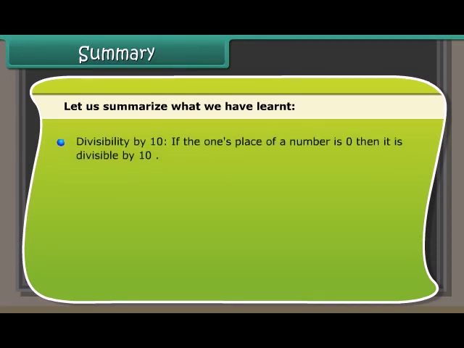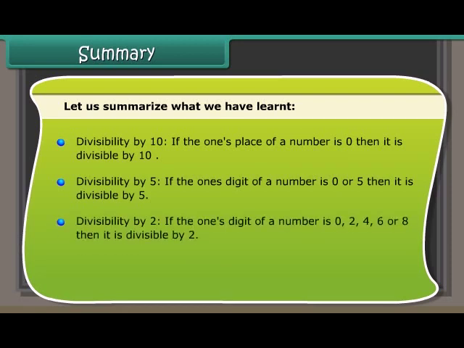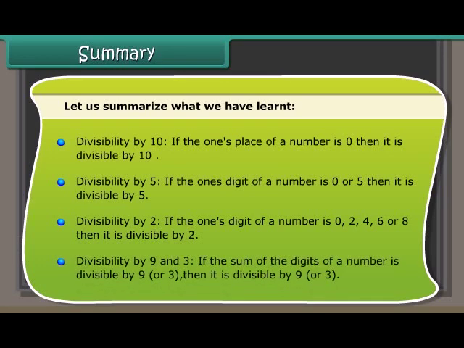Divisibility by 10. If the ones place of a number is 0, then it is divisible by 10. Divisibility by 5. If the ones digit of a number is 0 or 5, then it is divisible by 5. Divisibility by 2. If the ones digit of a number is 0, 2, 4, 6 or 8, then it is divisible by 2. Divisibility by 9 and 3. If the sum of the digits of a number is divisible by 9 or 3, then it is divisible by 9 or 3.